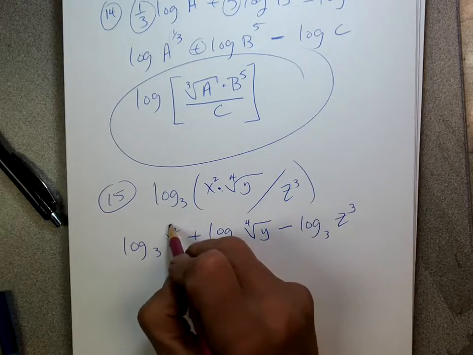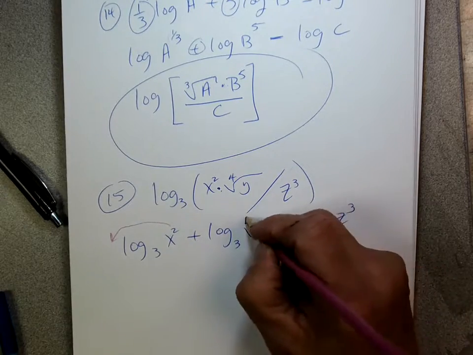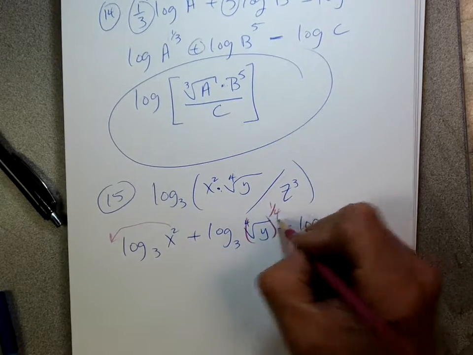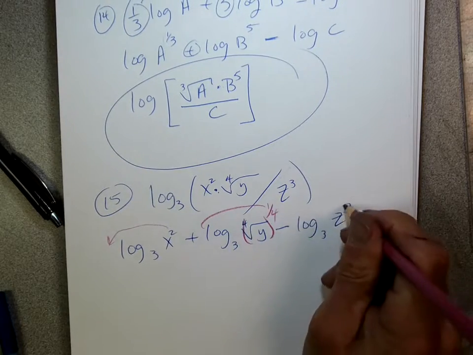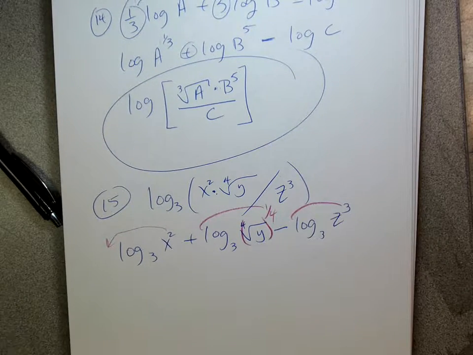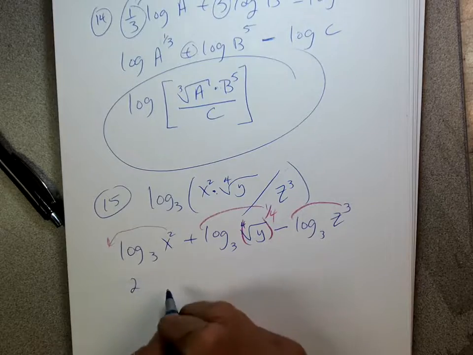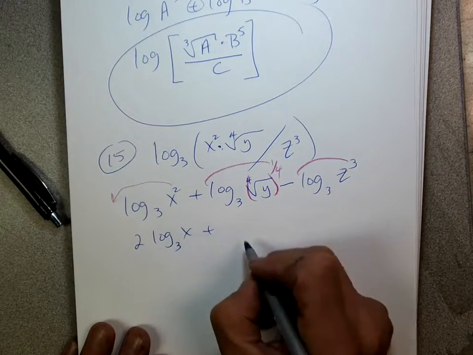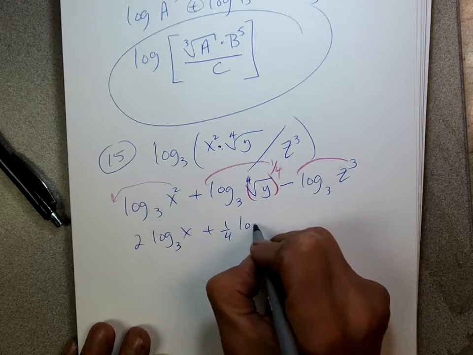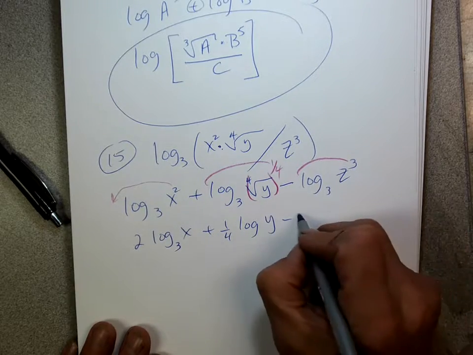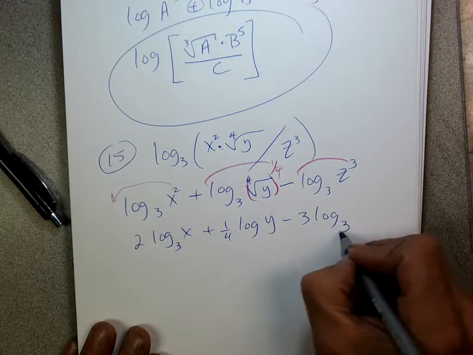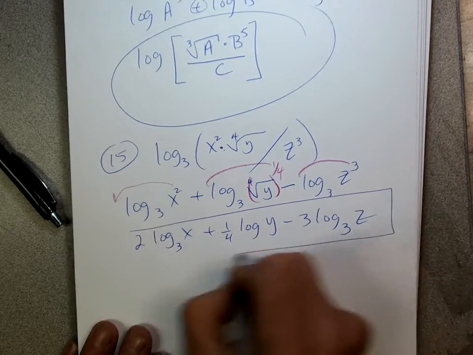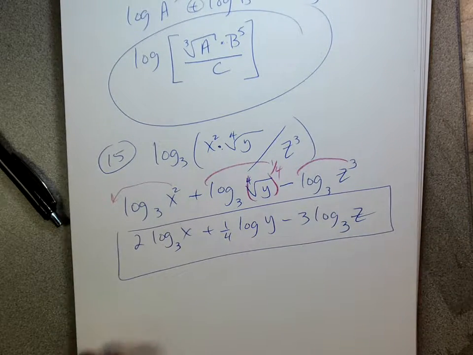Now, the 2 is going to come down. Now, this has an exponent, but it's an exponent of 1/4. So I'm going to float that down, 2, and I'll float down the cubed. Okay, so my final answer: 2 log base 3 of x plus 1/4 log of y minus 3 log base 3 of z. That is expanded form. Okay, we're almost done.